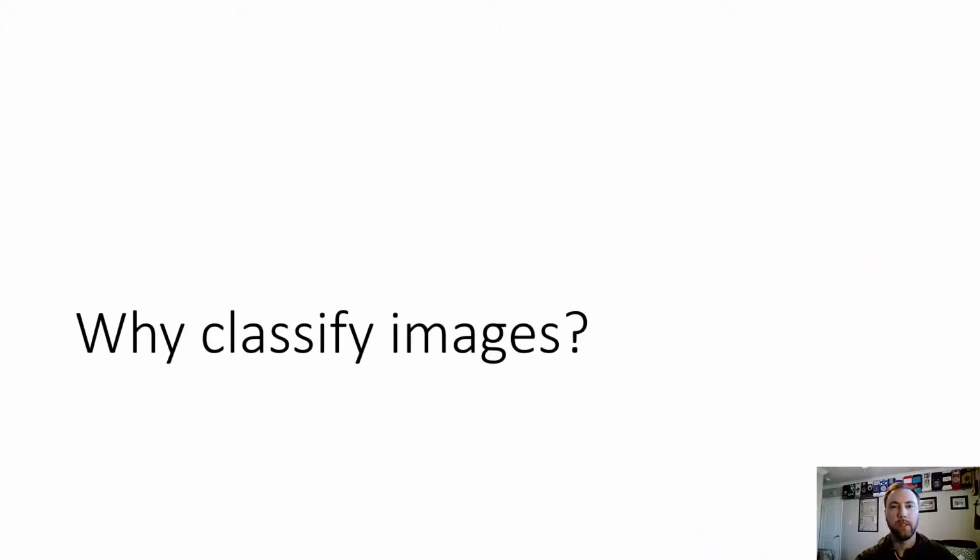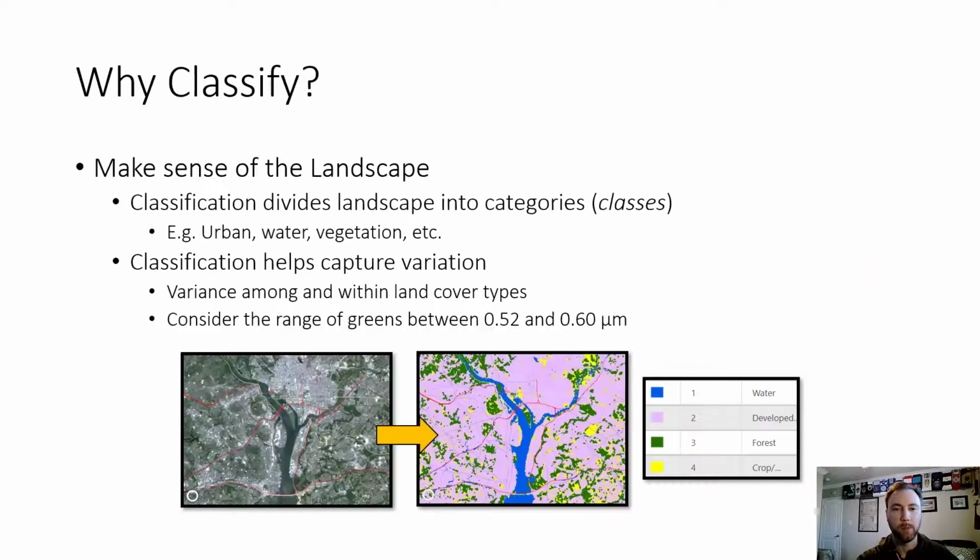So why do we classify images? What's the goal? What is the purpose of image classification? Well, we classify imagery to make sense of the landscape. Classification divides a landscape into logical categories or classes. Some examples of classes might be urban, water, or vegetation. Those would be very high level.